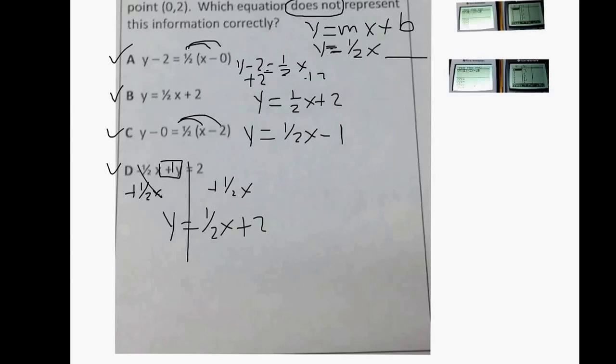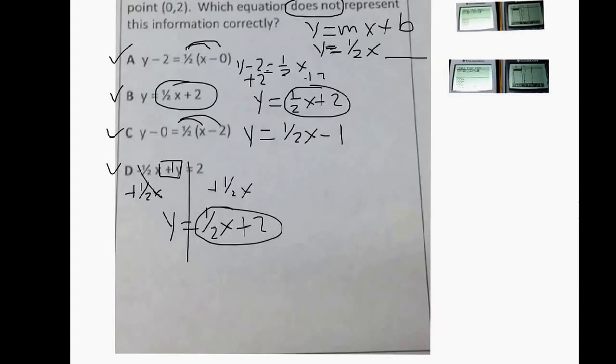What I do also notice is that this one and this one are all the same 1/2 x plus 2. Well, we already said that one of these is going to look different than the others. One of them is going to be right because it's the wrong answer. And it's looking more and more like this one is it because it's the only one different from those.